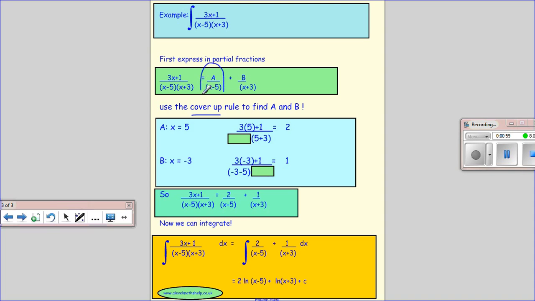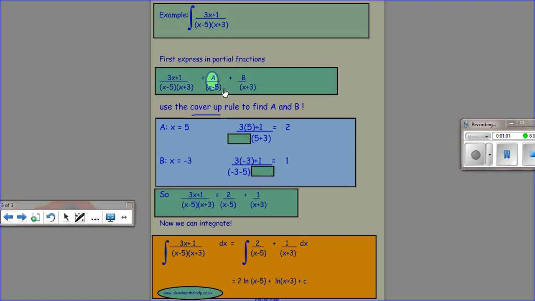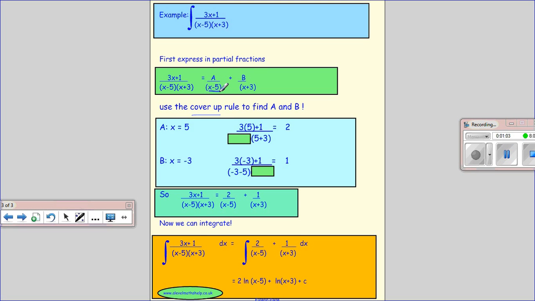So I start off by looking at my A bit. I look at the denominator and I say, when will that go to 0? That bracket goes to 0 when x equals 5. I then cover up, because it is the cover up rule, the x minus 5 bit. And then I substitute the 5 into what's left. So (3 times 5 plus 1) over (5 plus 3). So that will give me 16 on the top, 8 on the bottom, and I get an answer of 2.